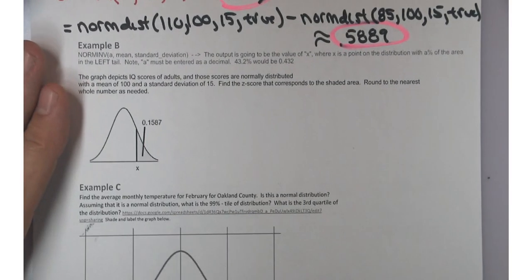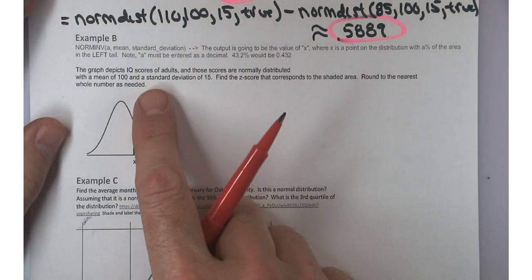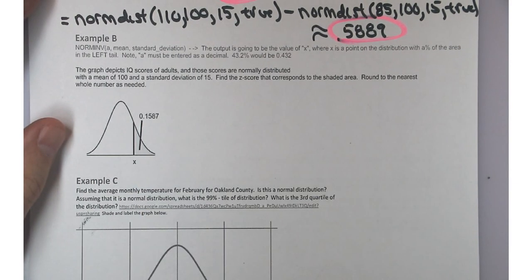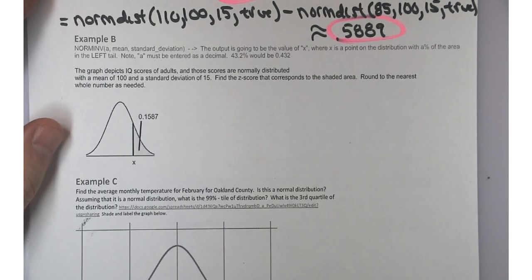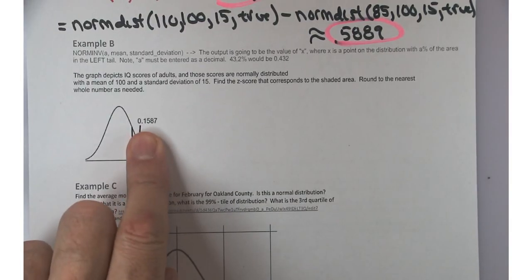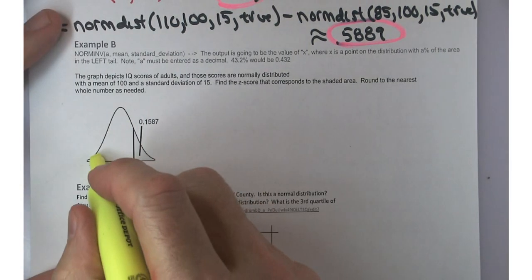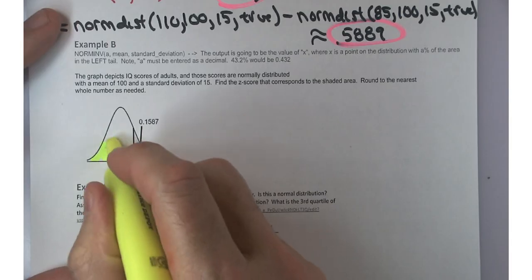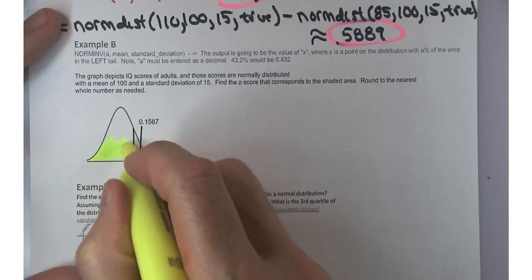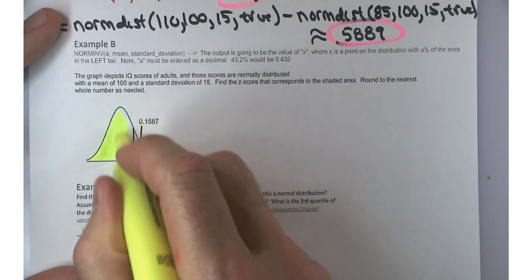We're going to stick with the same distribution with a mean of 100 and a standard deviation of 15, so the distribution of intelligence. We want to find the z-score that corresponds to this shaded area. Now that shaded area is to the right here. It's telling us we got 15.87% of the area in the right tail. And that's great. So if you're starting out with an area and you want to find the score on the x-axis, then you're going to be using the norm inverse command.